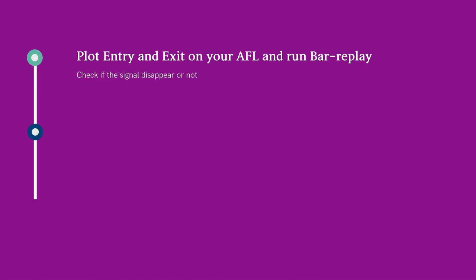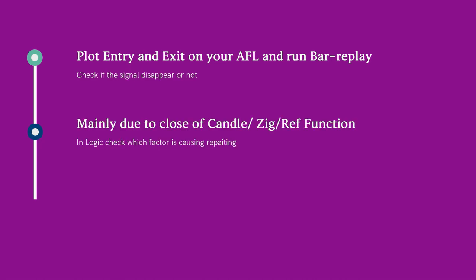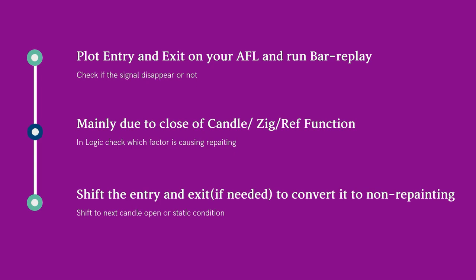So after you know whether your AFL is repainting or not, in case it is repainting, it will mainly be due to the close of the candle or different AFL functions like the zig function and ref function. These are the major functions which cause the repainting nature of an AFL. In the logic, check your AFL thoroughly and check which factor is causing the repainting nature, whether it is the close of the candle, the zig function or the ref function. And if you find that your AFL is actually repainting, one way to make it non-repainting is to shift the entry and exit to the next candle.